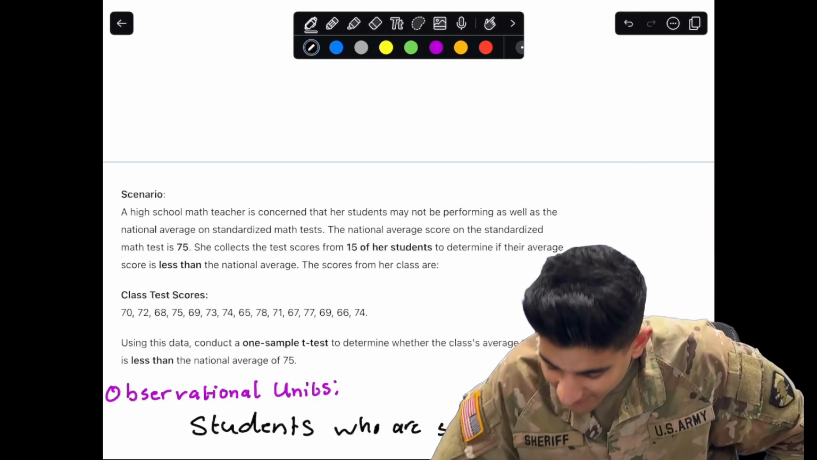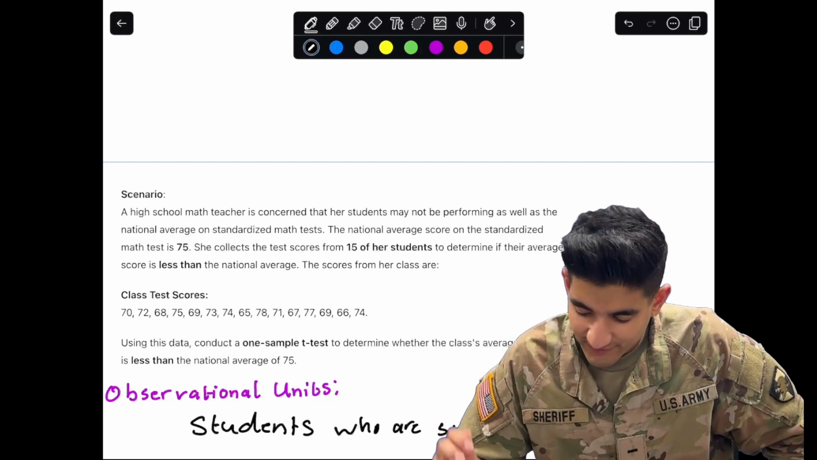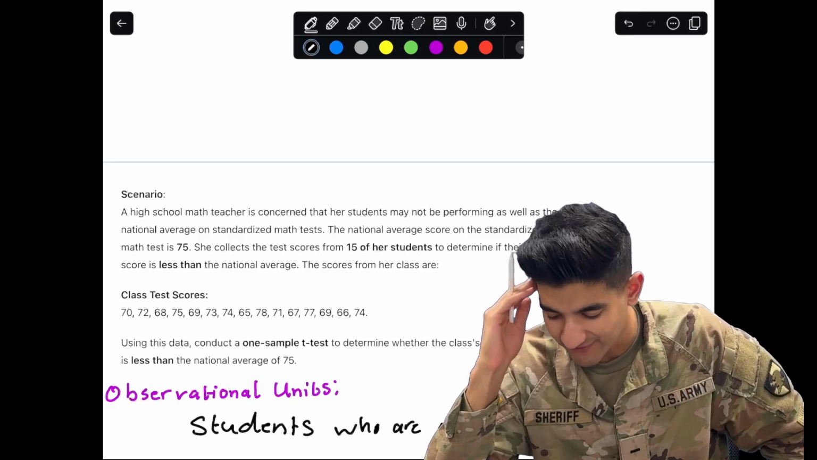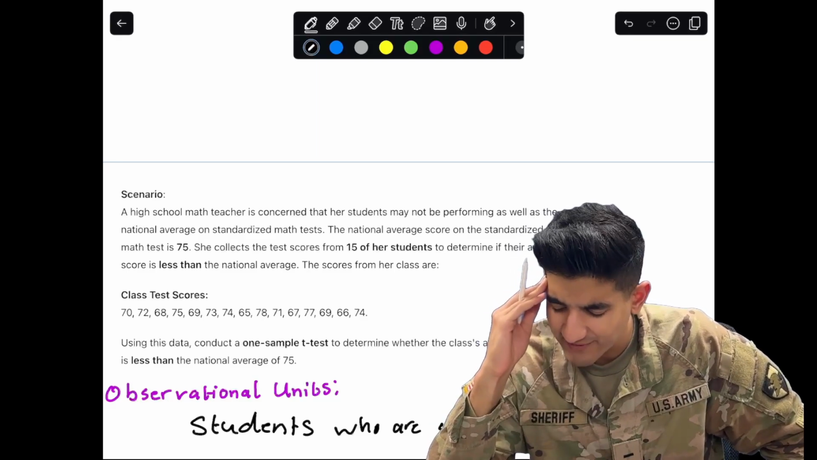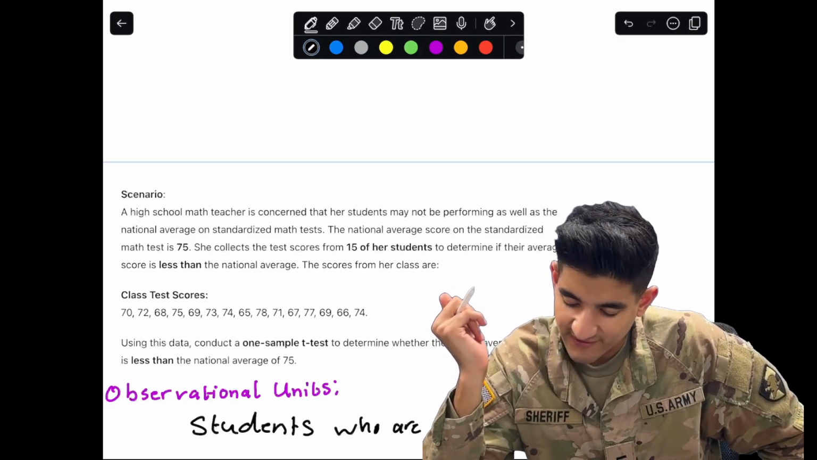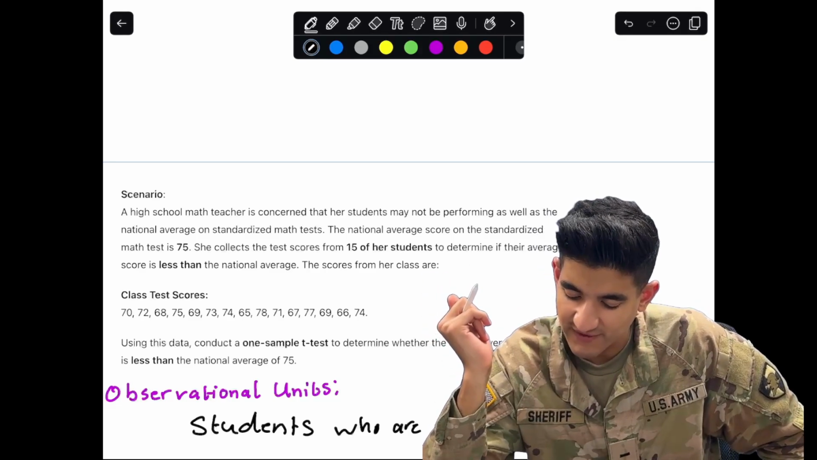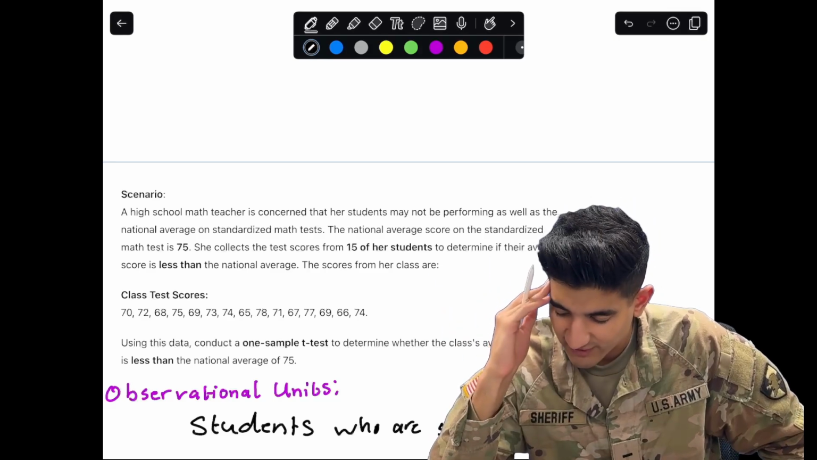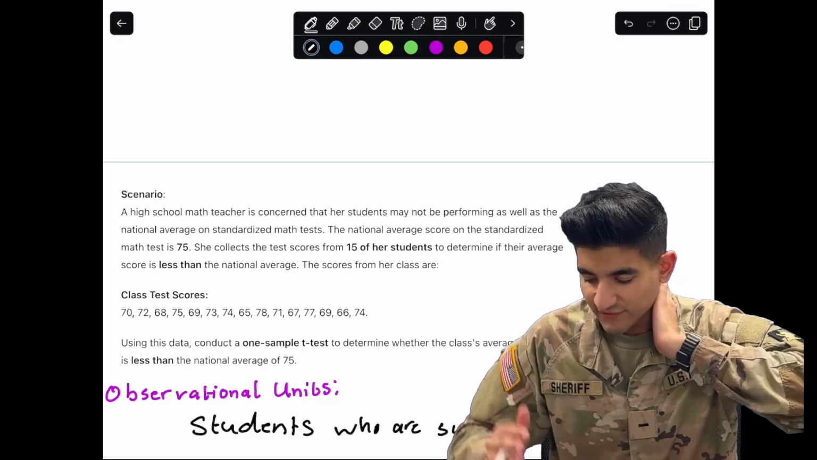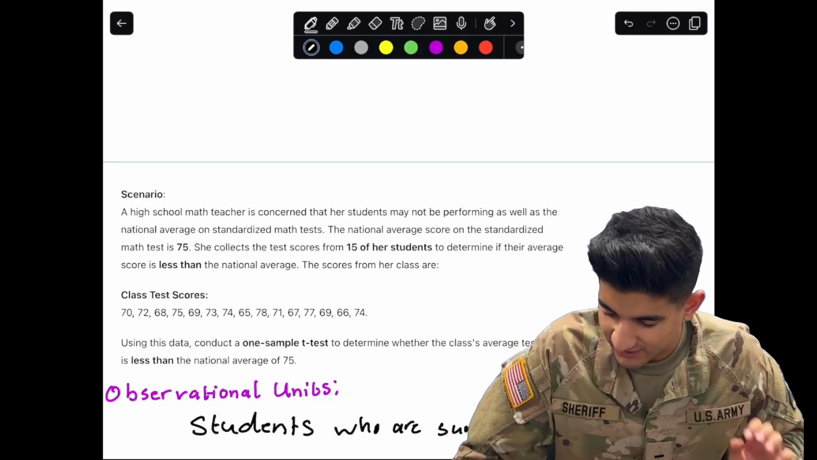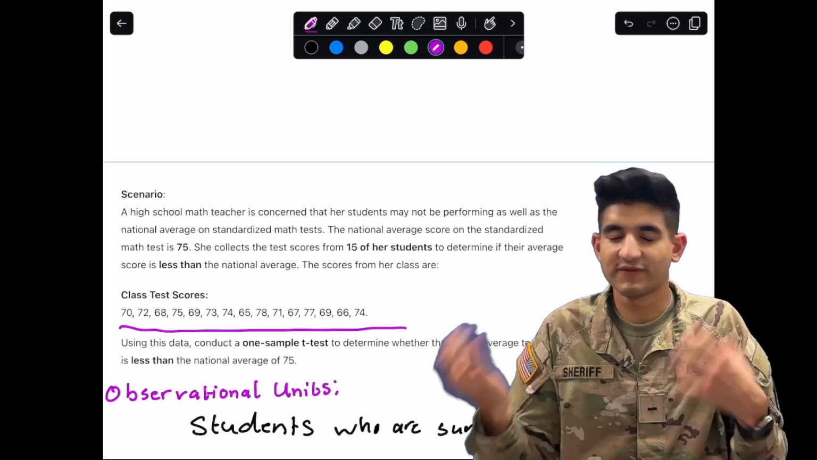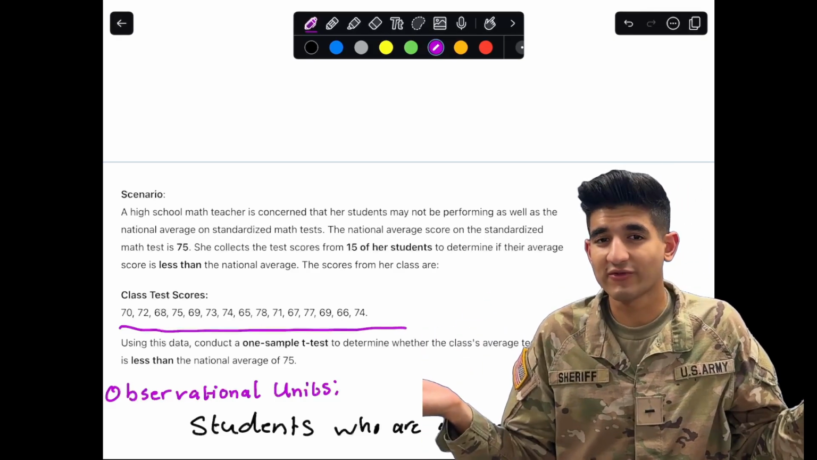The scenario is, a high school math teacher is concerned that her students may not be performing as well as the national average on the standardized math tests. The national average score on the standardized math test is 75. She collects the test scores from 15 of her students to determine if the average score is less than the national average. The scores from her class are, and we got a bunch of data over here, so 15 scores to be exact. So the teacher wants to see if her students are with the national average or under it.